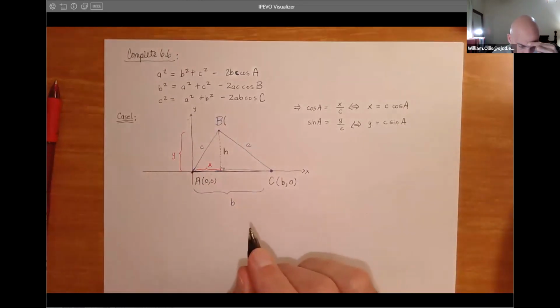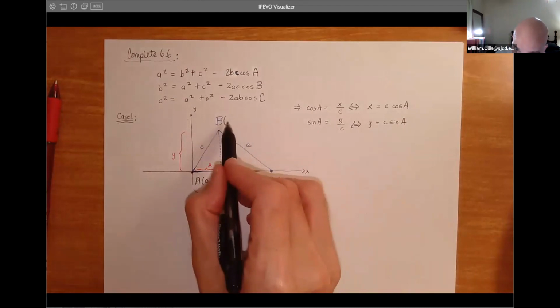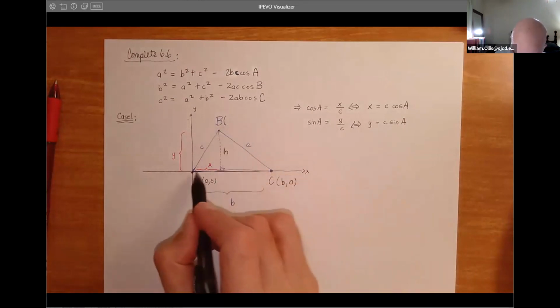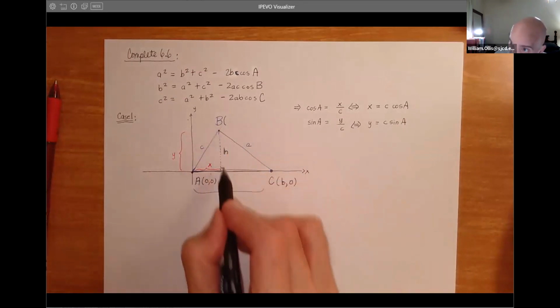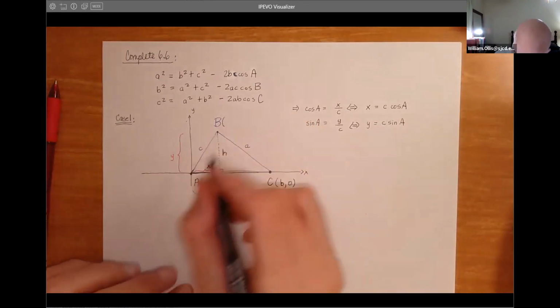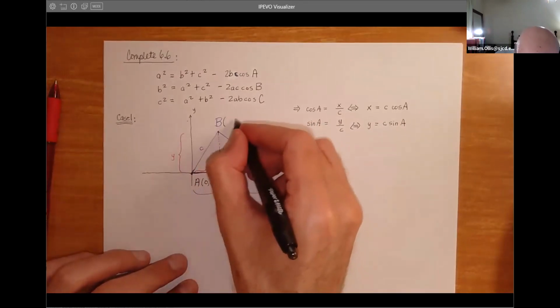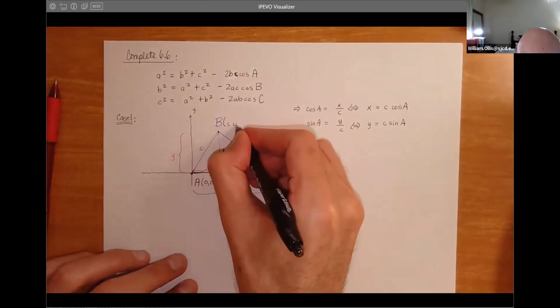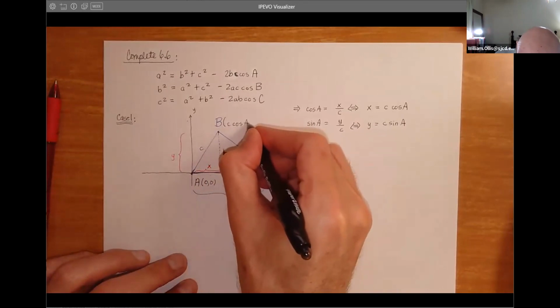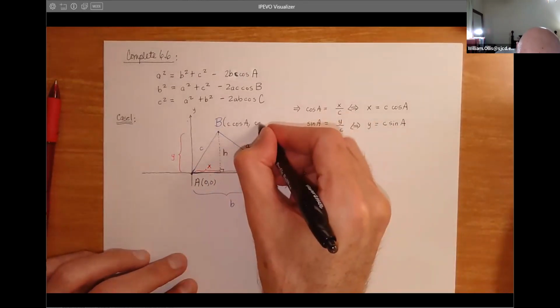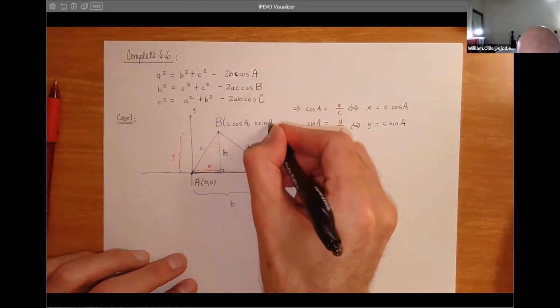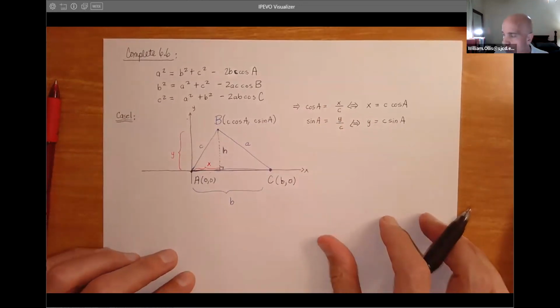So now what we can do is we can go right over here and fill in the coordinates. That is, we have the X coordinate and the Y coordinate, and the signs are correct. This is an acute angle. So we have C cosine A, C sine A. That's why I wanted to do this, because this is excellent review.